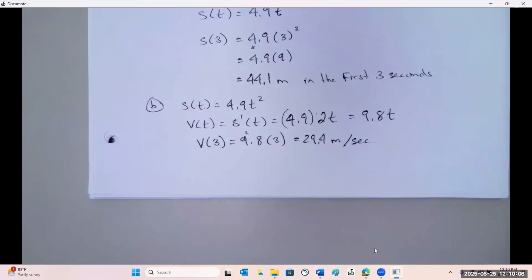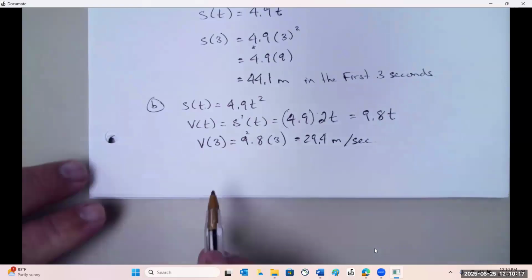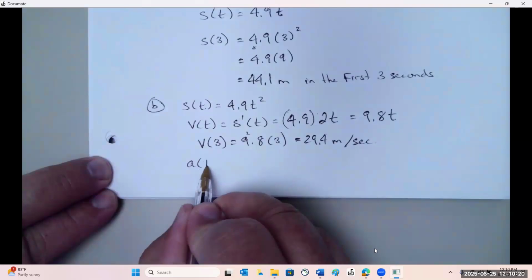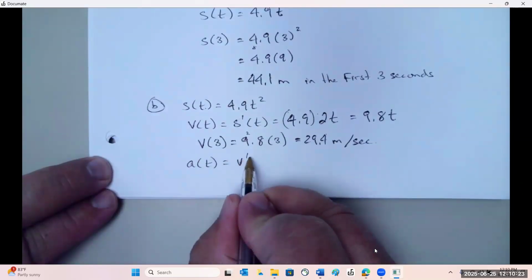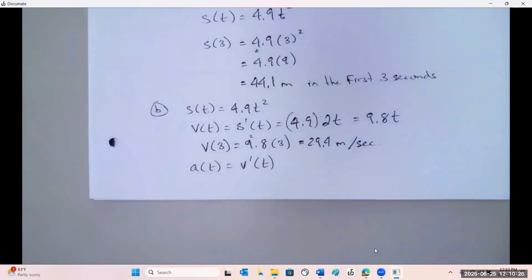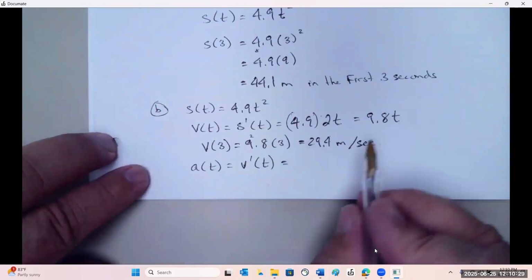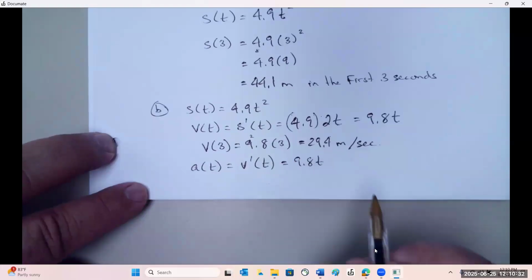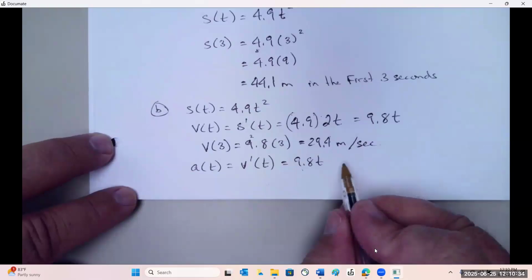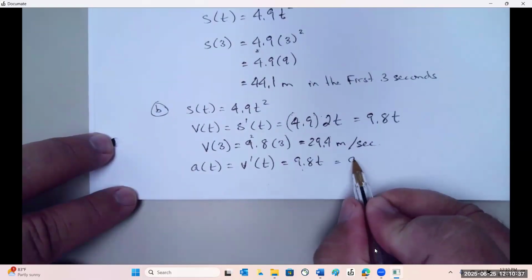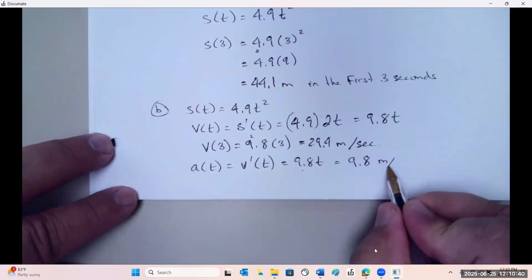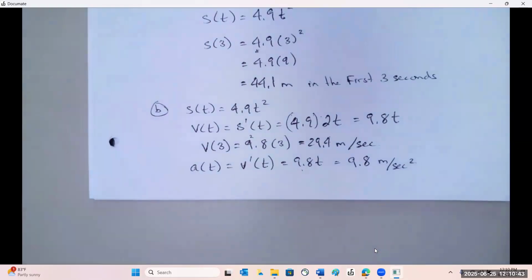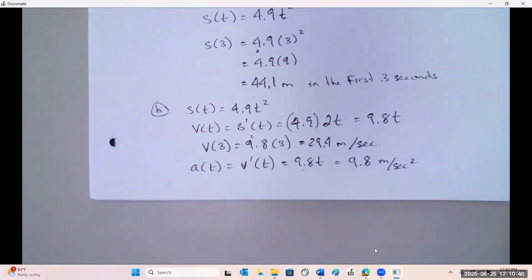Isn't this a lot easier than using the limit and the difference quotient? A lot. It also wants the acceleration at time 3. So the acceleration is the first derivative of velocity. So the formula for velocity was 9.8t. What's the derivative of 9.8t? 9.8 meters per second squared. Because it's acceleration after the first 3 seconds.